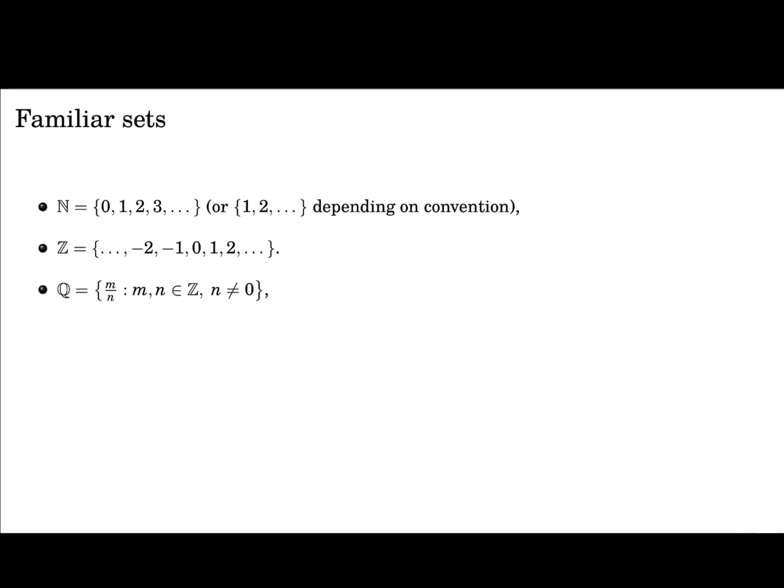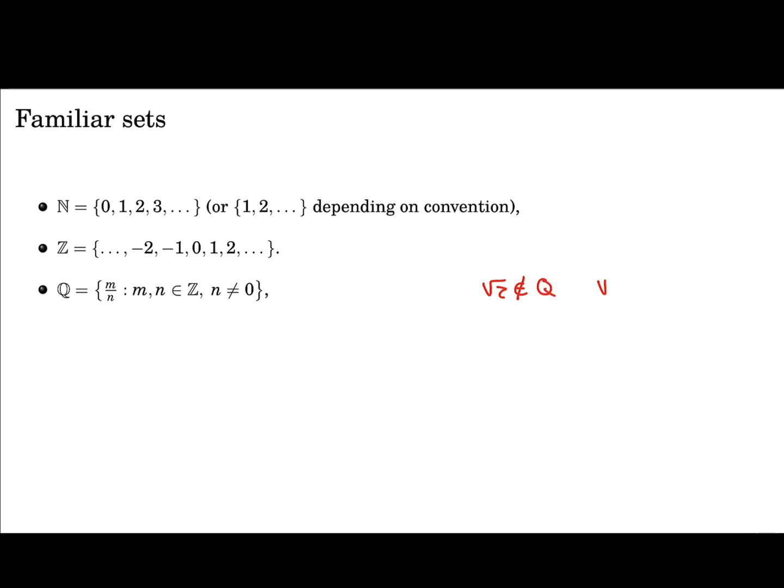Next, we have the rational numbers. The rational numbers, we saw them in a previous lecture, were the numbers of the form m over n, where m and n are integers and n is different than 0. That includes essentially all the fractions. But it doesn't include irrational numbers. We saw in a previous video, for example, that the square root of 2 does not belong to the rational numbers.